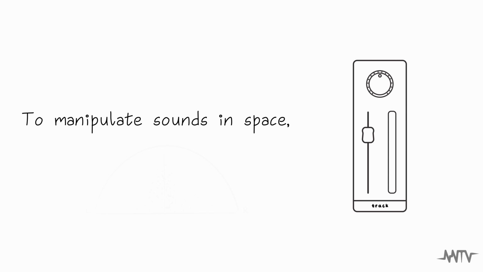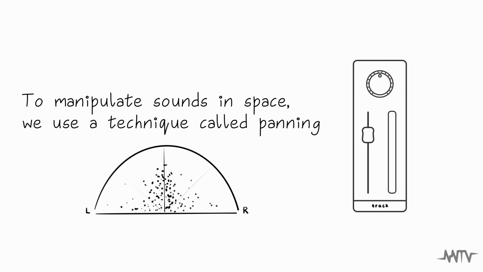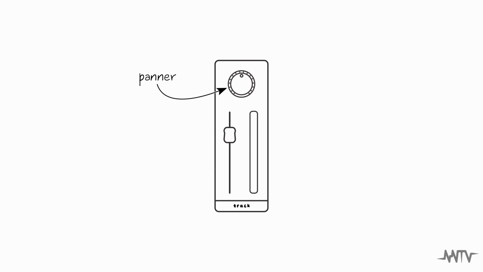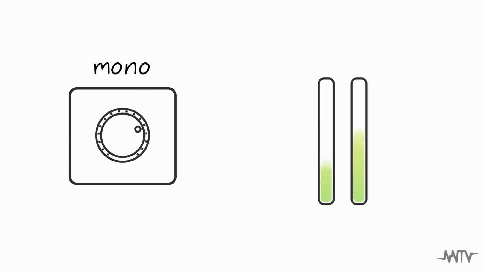To manipulate our sounds in space and create our three-dimensional stereo image, we use a technique called panning. This is done using the panner in your DAW. Moving the panner from the left to the right will position our sound in stereo space. With mono sounds, this is simple. Your DAW will adjust how loud the sound is in each speaker to create the illusion that the sound source is moving to the left or to the right.